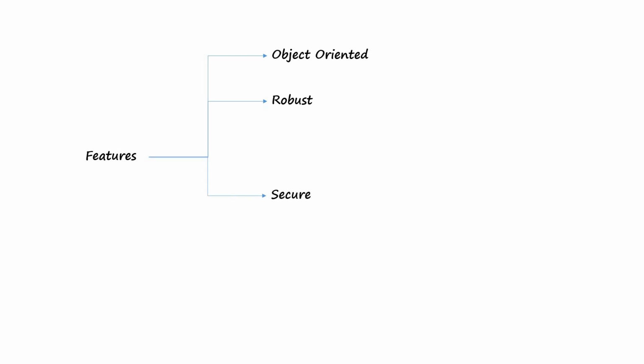And next one is secure. Java does not provide any explicit pointers to memory. If you know C, C++, we have a concept called pointers using which we can access the memory. But that concept is not available in Java. That makes it quite secure.